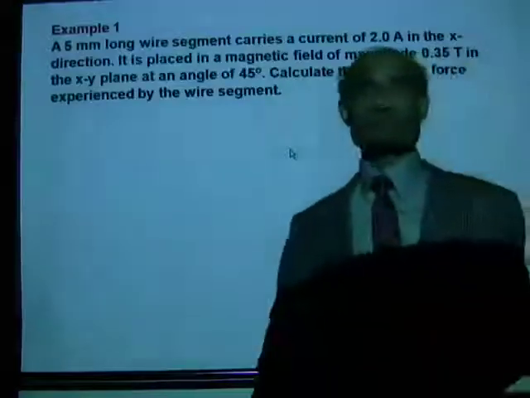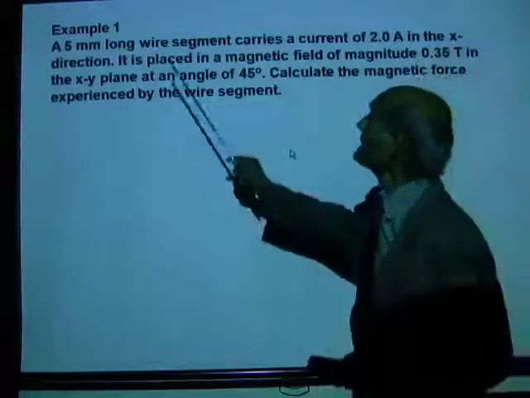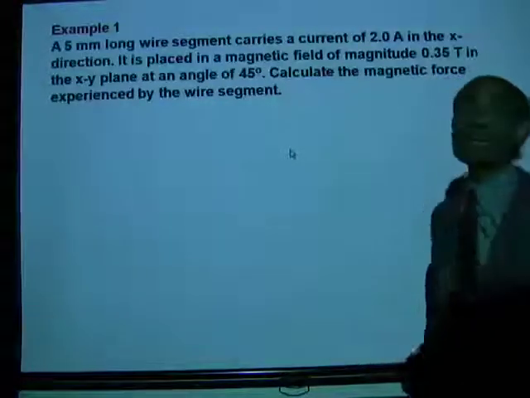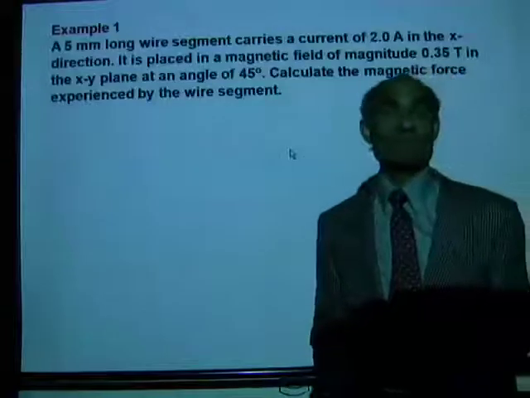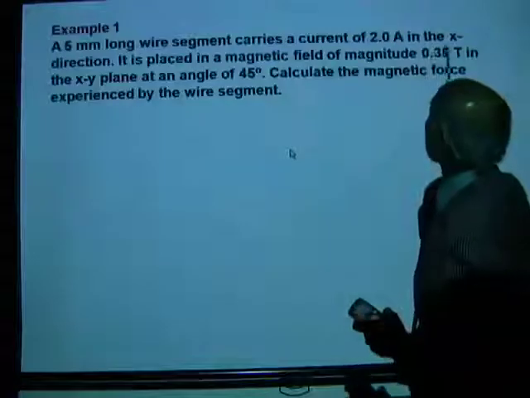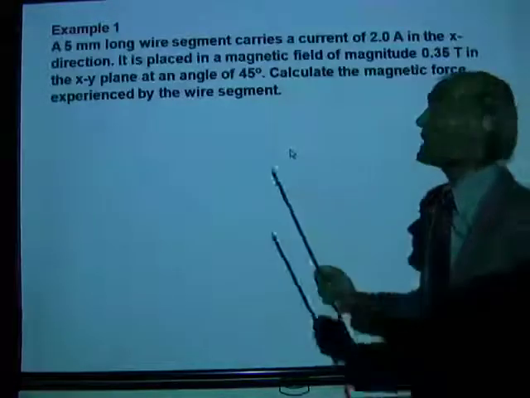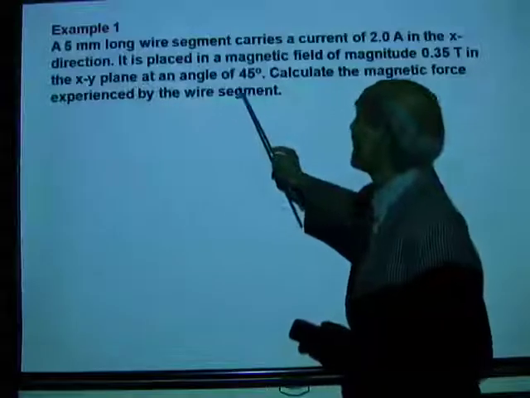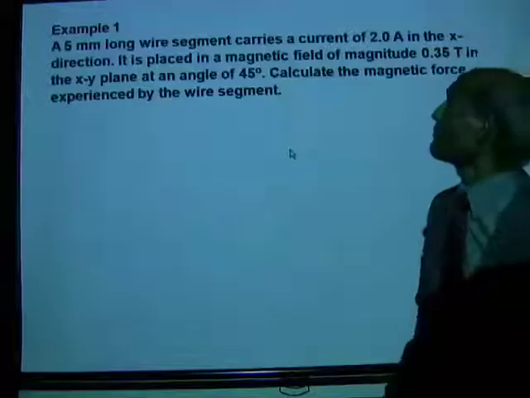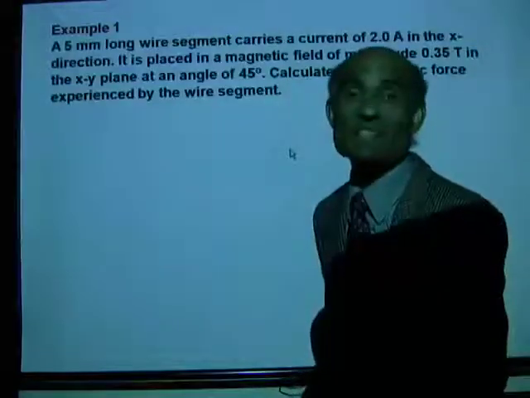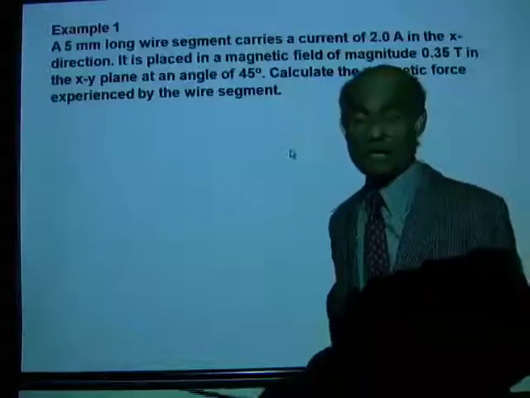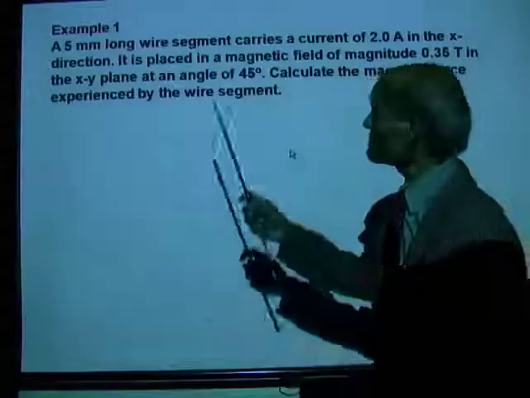Let's do a small example. A 5 millimeter long wire segment carries a current of 2 ampere in the x direction. It is placed in a magnetic field of 0.35 Tesla in the xy plane at an angle of 45 degrees. Calculate the magnetic force experienced by the wire segment. It's a direct problem. You are given all the quantities that you need. Just pick the quantities.